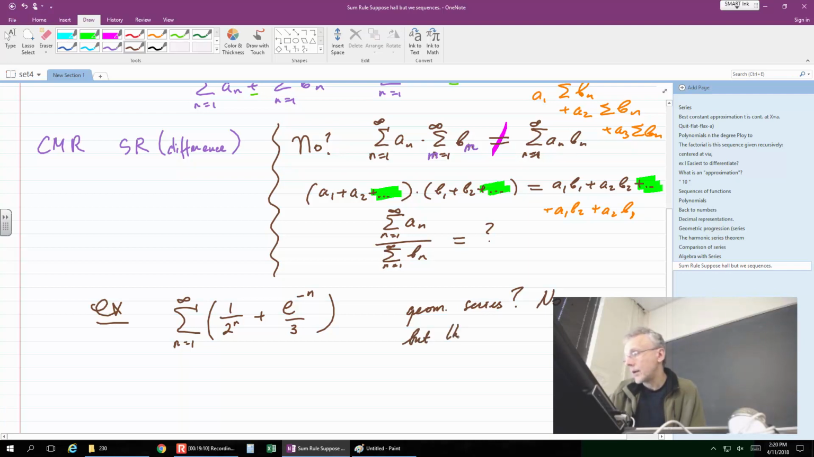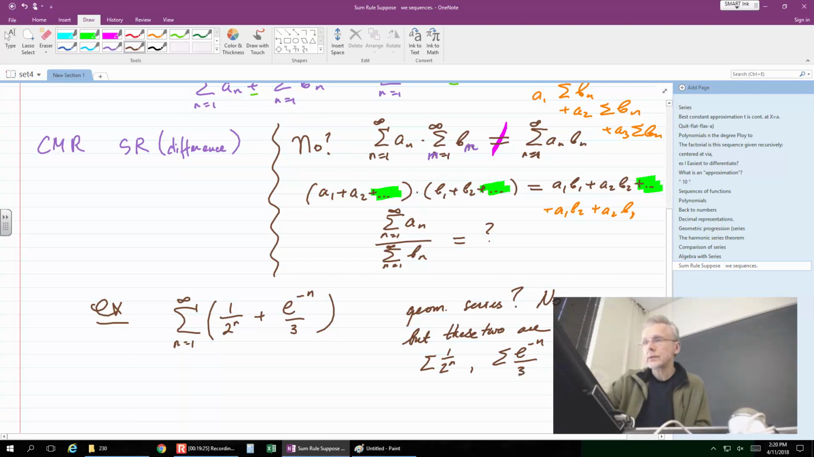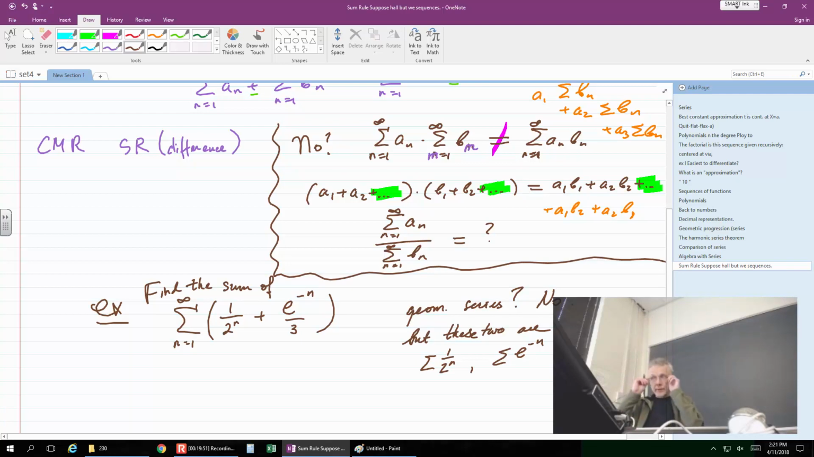But these two are 1 over 2 to the n and e to the negative n divided by 3. Well, let's cancel the 3, so it would not be in the way. So these series are geometric series. If we could get to them, then we would be able to find the sum of the series. Half of the time, the best we can do is to ask whether or not a series converges, but this one is made of geometric series, so it is possible to find its sum.